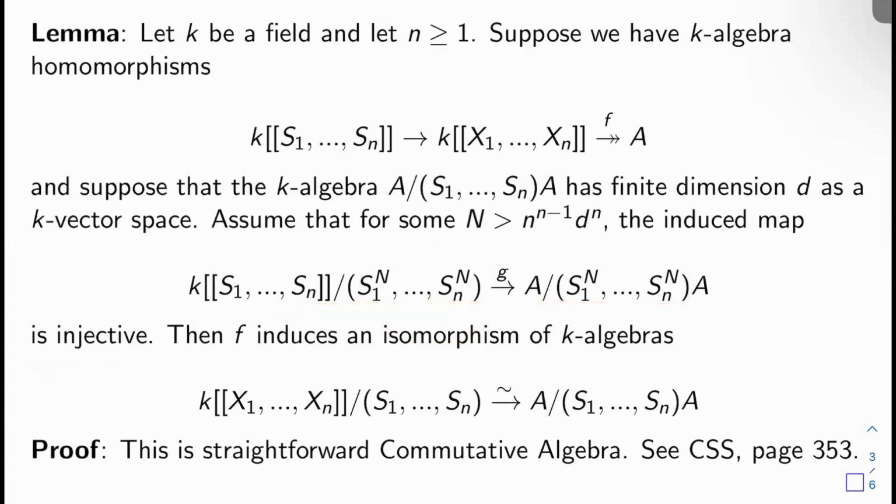Okay, then F, this map here, induces an isomorphism of K-algebras from this guy, mod the ideal generated by S1 through Sn, to this guy, mod that same ideal times A. Okay. The proof is fairly uninteresting in the sense that it's just straightforward but tedious commutative algebra. If you want to work out the details, I don't think there's anything too enlightening there. You can see Cornell, Silverman, Stevens, page 353. Okay, so let's take that lemma for granted and let's move on to the next part.